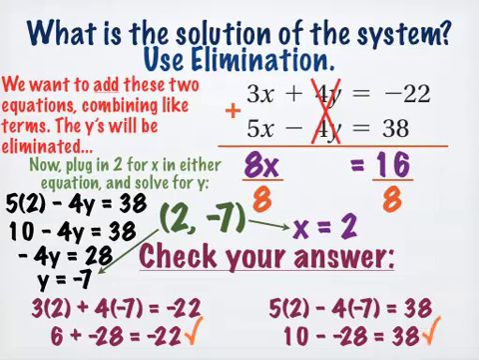So I've checked my answers. I've used elimination. The ordered pair that is a solution to this system is 2, negative 7.